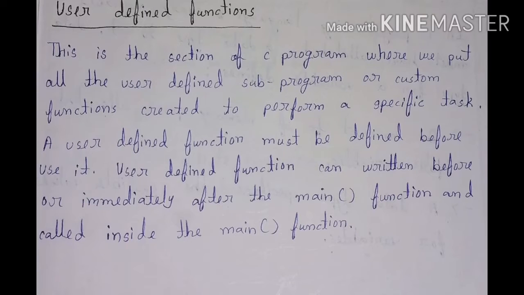User defined function. What is a user defined function? It is the section of a C program where we put all the user defined subprograms or custom functions created to perform a specific task. A user defined function must be defined before use. User defined functions can be written before or immediately after the main function and called inside the main function.